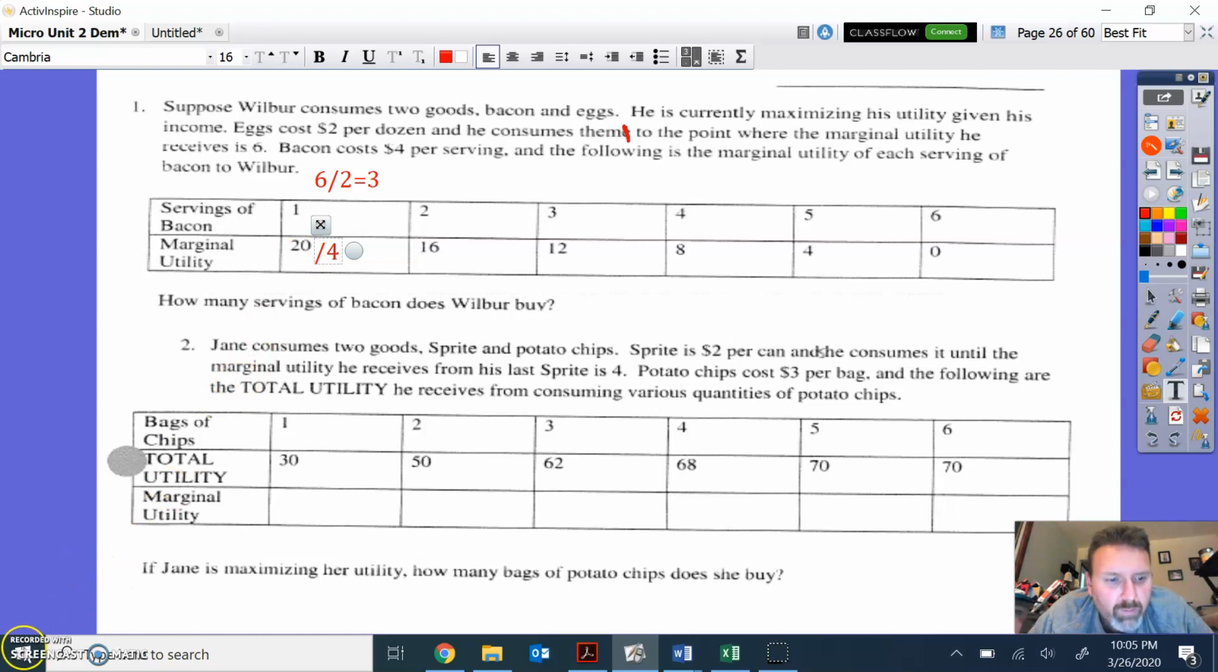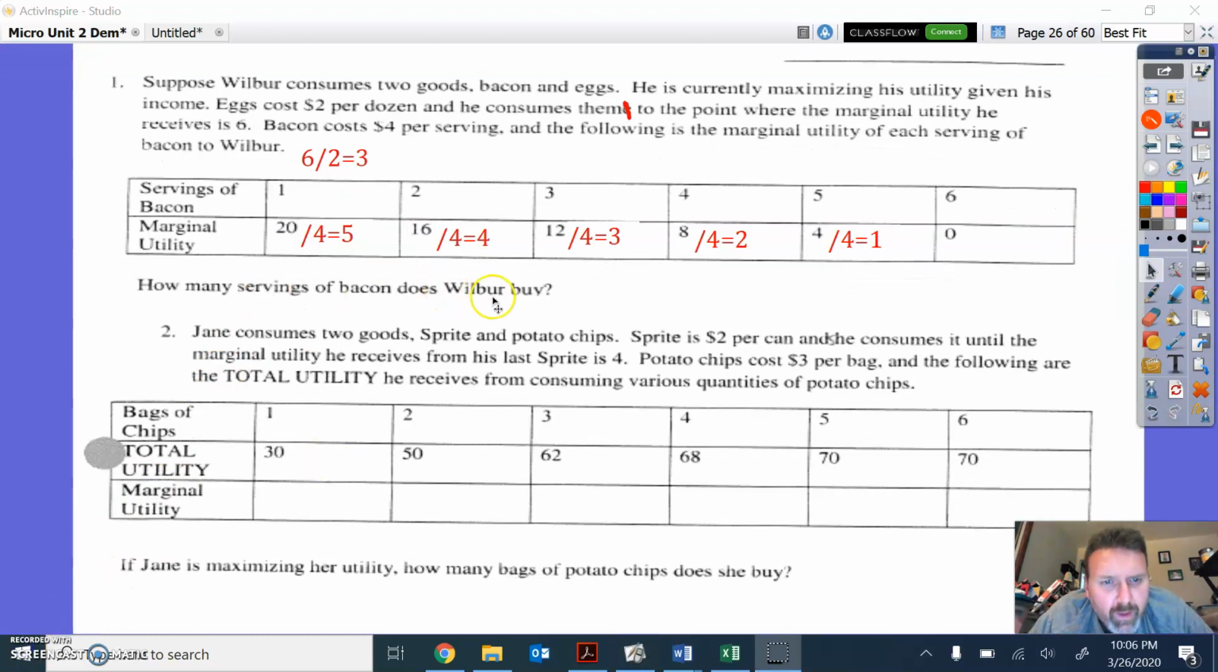3, 2, 1, pause. Okay, so how many servings of bacon does Wilbur buy? Well, MU over P of eggs is 3. So, yes, he'll buy this one, and yes, he'll buy this one, and yes, he'll buy this one, and no, he won't. So the correct answer is 3, because he wants his MU over P to be the same. Okay, let's try and talk through this one a little bit right now.